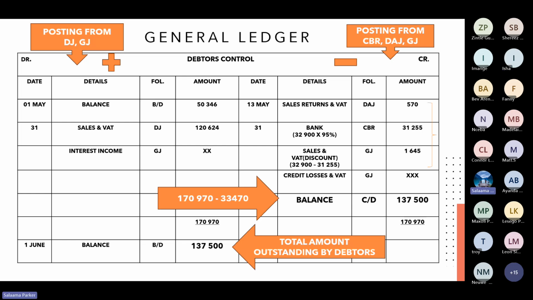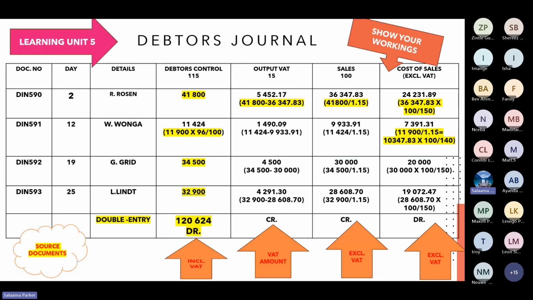Yes, I'm with you, Isha. Always remember it's the contra account. Of course, you'll first start off with an opening balance if it's given to you. So debtors control is an asset, so I need to record that balance on the debit side. Now you need to remember your double entry. The double entry for posting this amount to the debtors control was debit debtors control, credit sales, credit output VAT. I'll just take you back to the actual journal. Can you remember I put the double entry here, Isha?